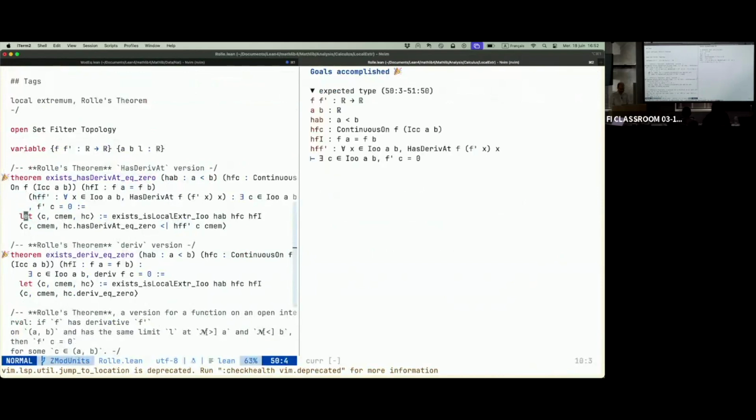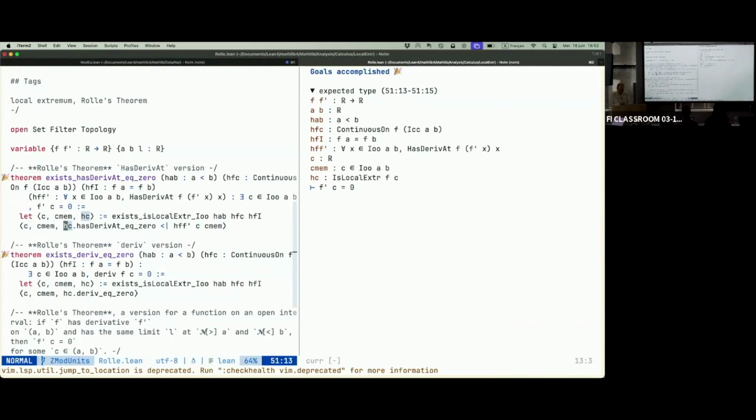We want to prove that there is some derivative which is 0, and we have this statement, exists local extremum, that apparently means that there is a local extremum in the open interval. We take this point C, which belongs to the open interval, and it's a local extremum. And then we just have to apply the theorem that at a local extremum, the derivative is 0.